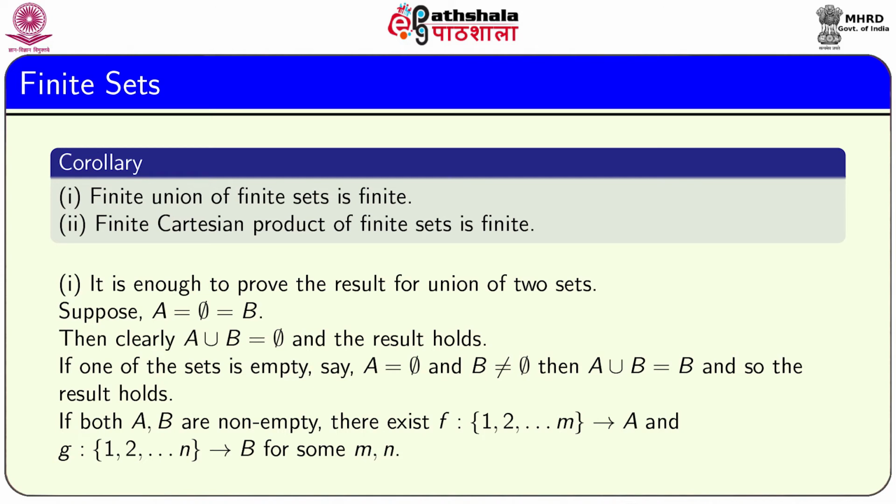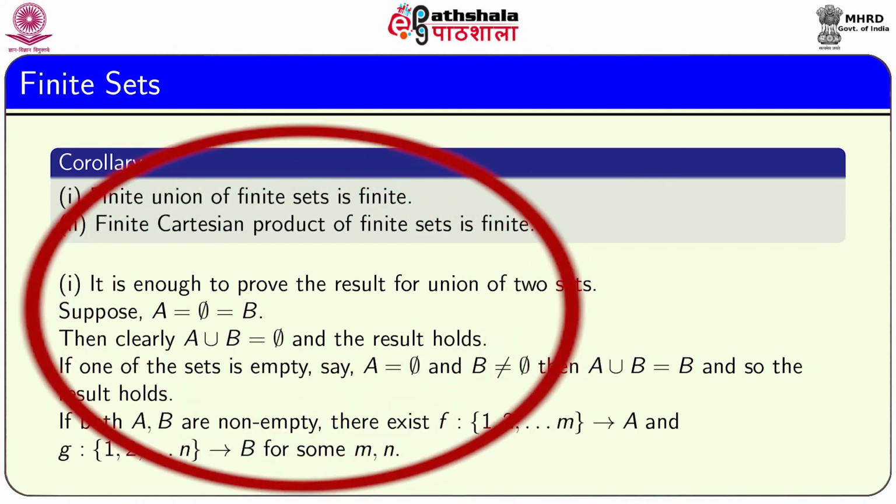Finally, as a consequence of this result, we have that a finite union of finite sets is finite, and a finite Cartesian product of finite sets is also finite. Now, to establish that a finite union of finite sets is finite, it is enough to prove the result for two sets.